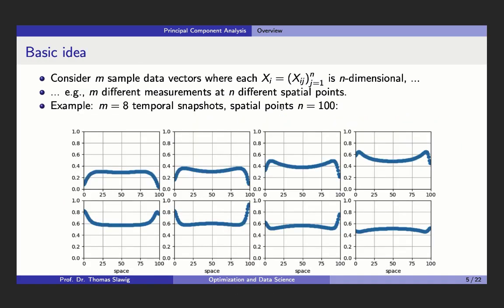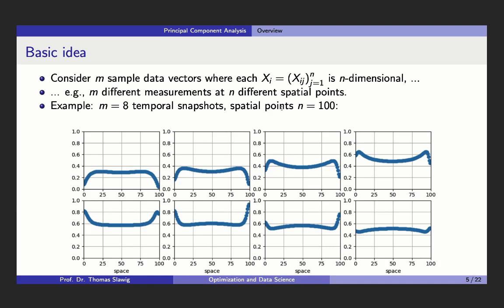And the basic idea is that, if we go back to the stochastic interpretation, we consider sample data vectors where each sample is already a vector. So we have here in the example m sample vectors, and each of these vectors is already n-dimensional. So we have a matrix basically. If we take the data, the realizations of this random variable, then we have a data matrix, and it might be that this consists of m different measurements at n different spatial points.